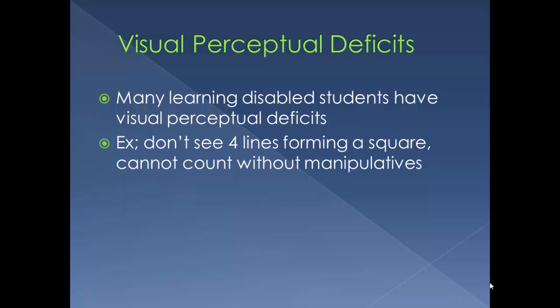Visual perceptual deficits. This is when many students that are disabled have visual perceptual deficits. An example of this is when a student does not see that 4 lines forming together forms a square, or they can't count without manipulatives or objects in front of them and touching them physically. Many students have this.